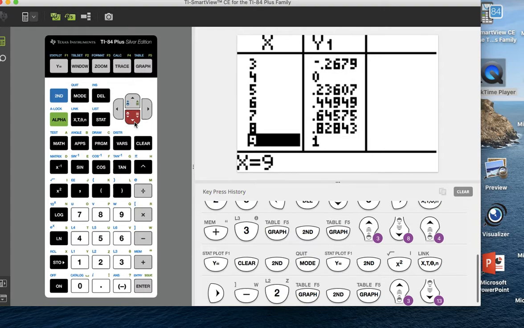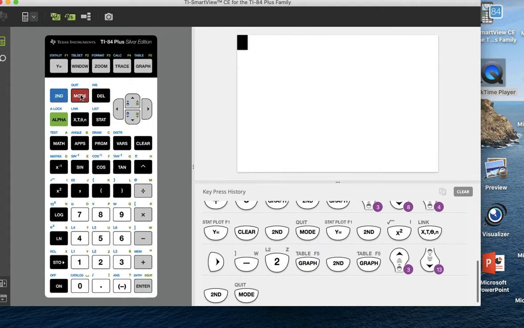And I can find any number, any value for y that matches with a value for x. All right, let's try another one. Let's go ahead and get out of this. Remember, we get out by pressing second mode. I'm back at the home screen.